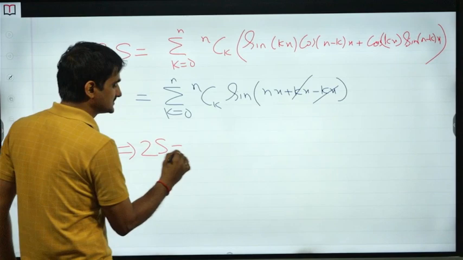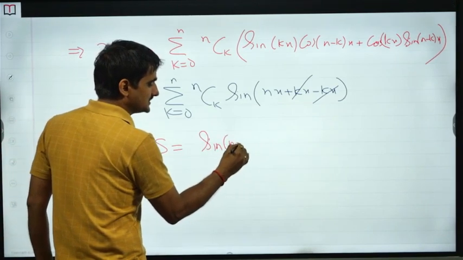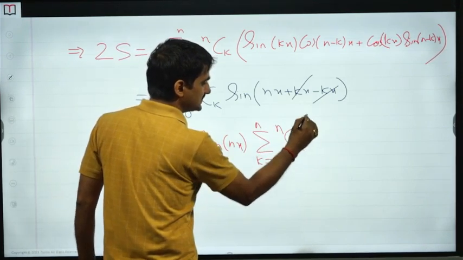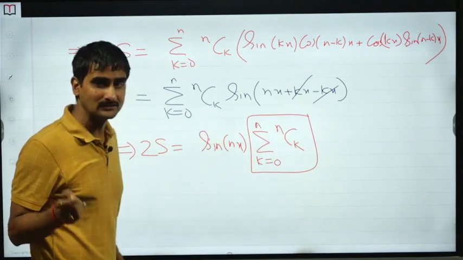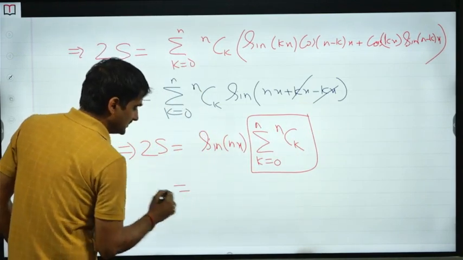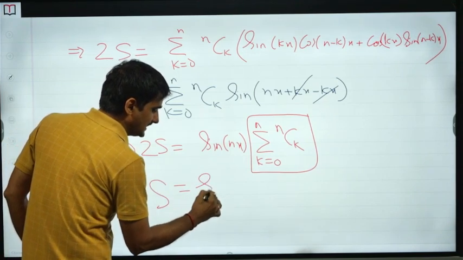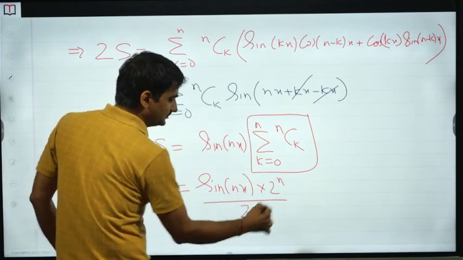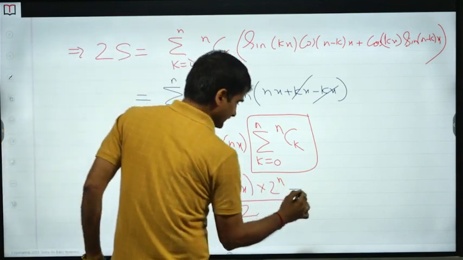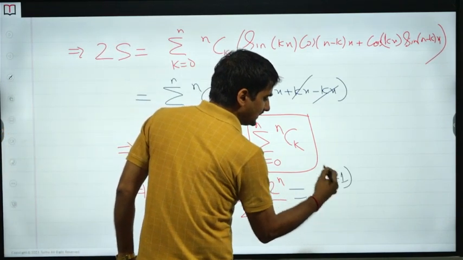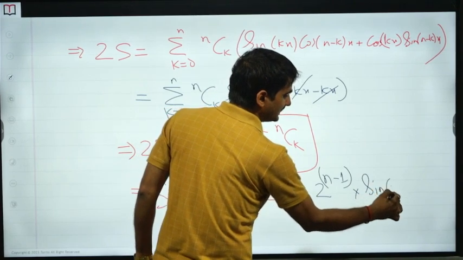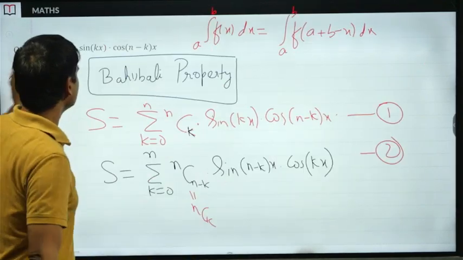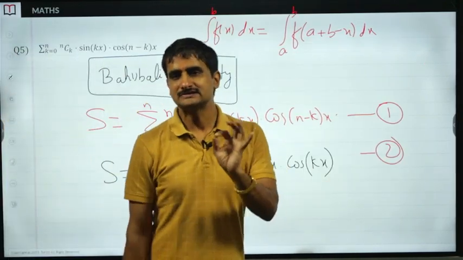So 2S is, take it out of the summation sign, and then you have this value, and all of us know what's the value of the sum of all the binomial coefficients, that is 2 raised to the power n. So this implies S is sine of nx into 2 raised to the power n by 2. So the answer is 2 raised to the power n minus 1 into sine of nx, bacho. That's the answer here. Okay, so that was the question based on Bahubali property for summation, bacho.